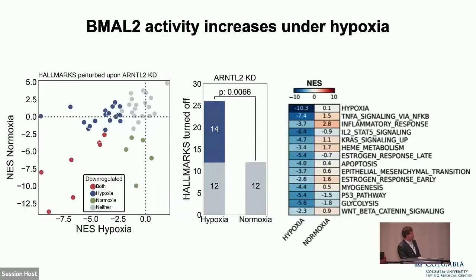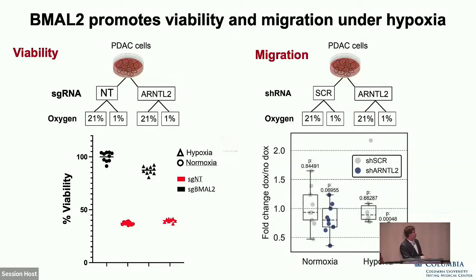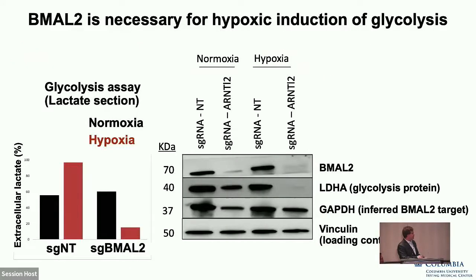Is it doing something? So when we knock it down or knock it out, we see a massive change in glycolysis gene signatures. In fact, it's the #1 signature that we see on our list. And so we went ahead and made knockouts and looked at their viability and their migration under hypoxia. Both of them are deficient, but this was the killer for me.